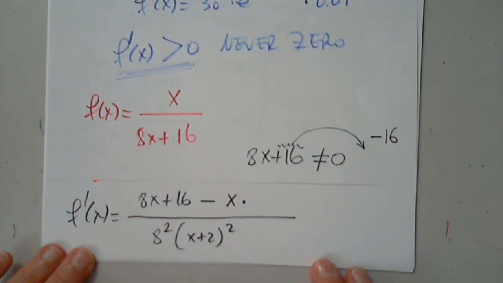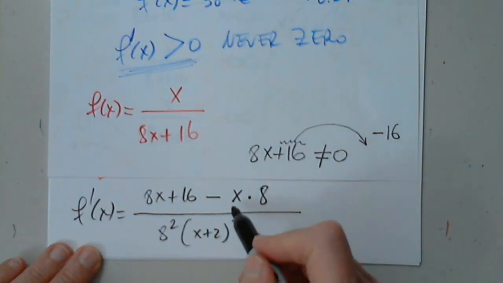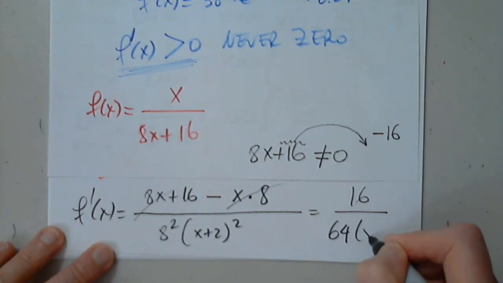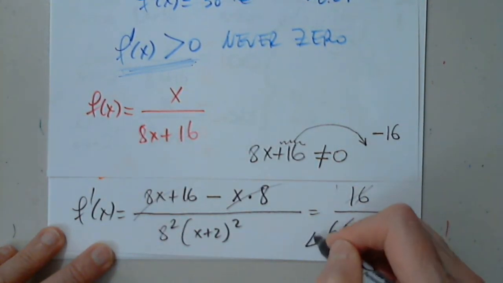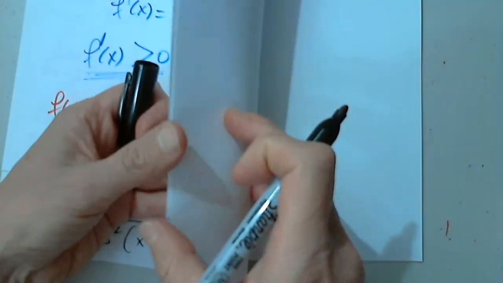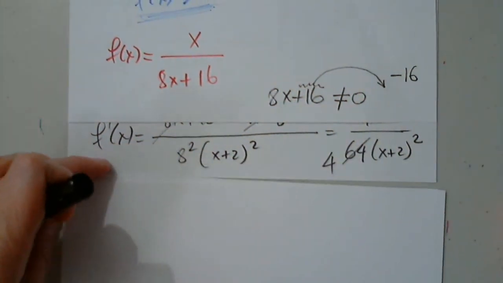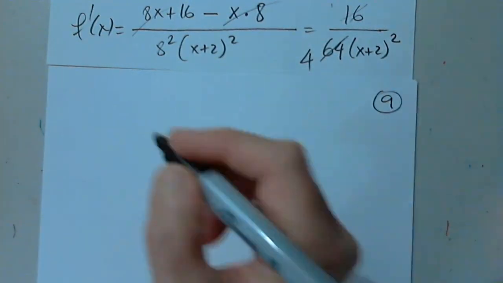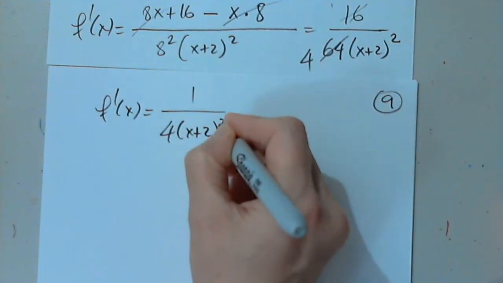Can anyone give us the denominator prime? Just 8. Very good. Negative 8x with positive 8x. Awesome. 16 divided by 64, x plus 2 squared. And I'll simplify, and I get 4. So the derivative is 1 over 4 times x plus 2 squared. So f prime of x equals 1 over 4(x plus 2) squared.